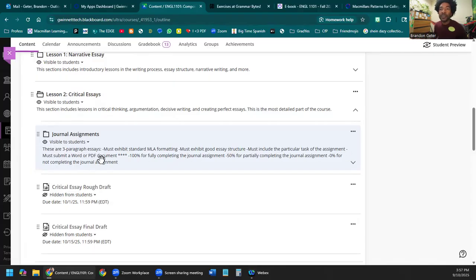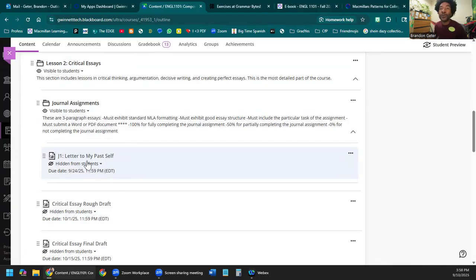It must be a Word or PDF submission, just like our formal essays, and you get 100% for completing the journal assignment, completing it correctly. You get 50% if anything's wrong with it, because nothing should be wrong with it. And you get 0% if you don't submit it. The points for these go in the quiz category.